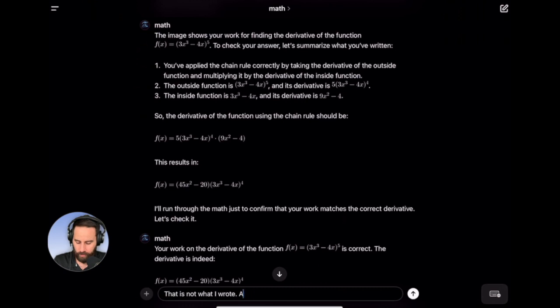And so then if you say that's not what you wrote, you kind of have to just tell them what you wrote. The first section, I got 5 times 3x cubed minus 4 times 9x squared.